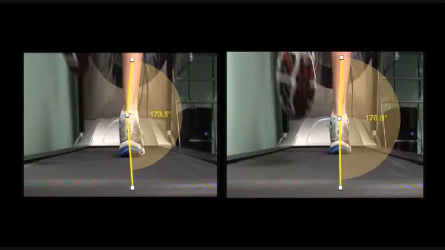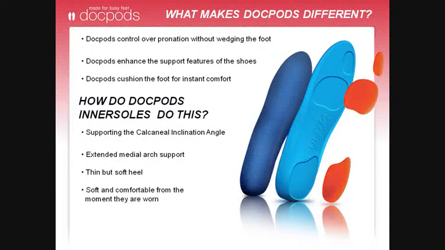It's the subtle differences with our inner soles that have helped us to achieve these results. Let's take a closer look at our inner soles. So the points of difference of our inner soles are: they control overpronation without wedging the foot, they enhance the support features of the shoe, and they cushion the foot for instant comfort. Our inner soles do this by supporting the calcaneal inclination angle, they have an extended medial arch support, they have a thin yet soft heel, and they're soft and comfortable from the moment they're worn.